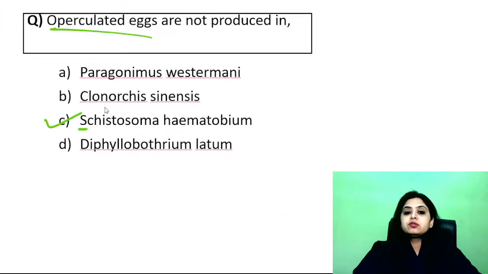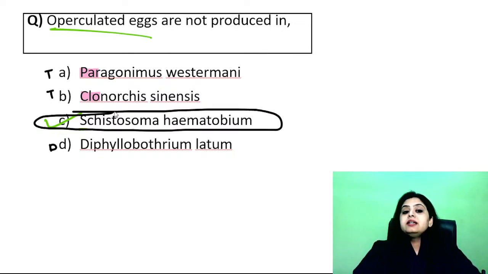So let me come back to this question. Paragonimus westermani is a trematode. Clonorchis is a trematode. So these come under trematodes. Spirometra is not there in the options. Diphyllobothrium latum is there in the options. All of these are operculated eggs. The one which is non-operculated is schistosoma.